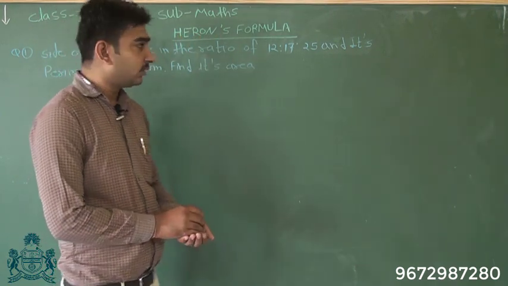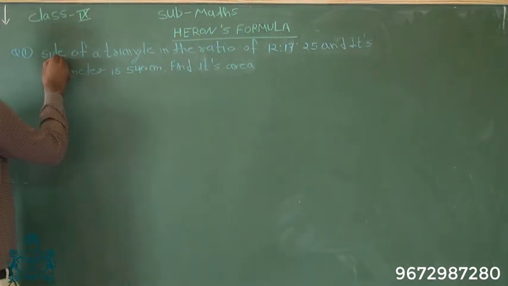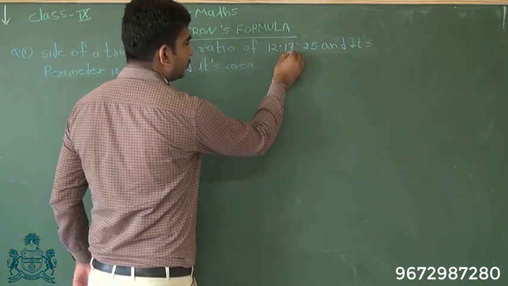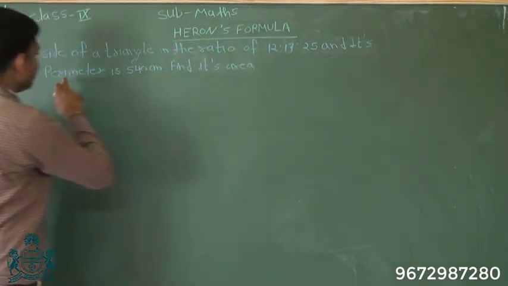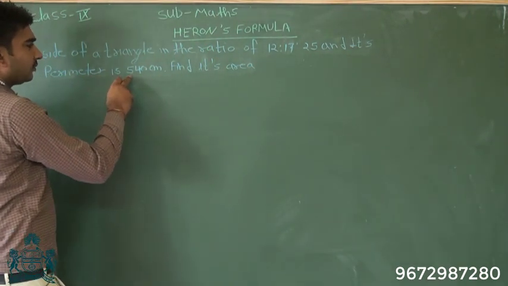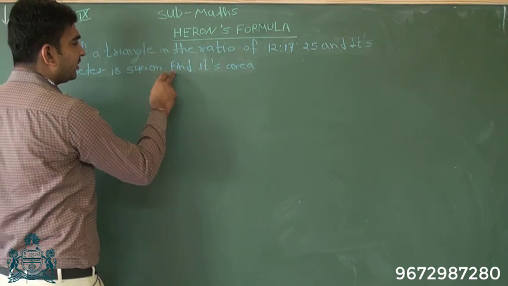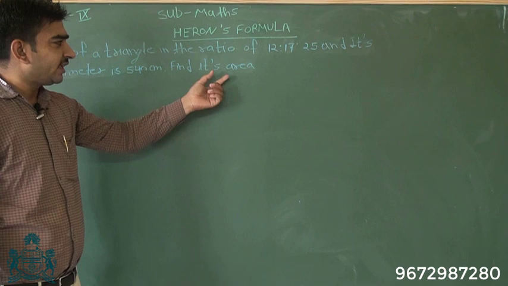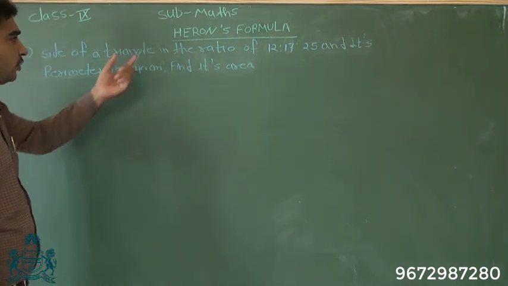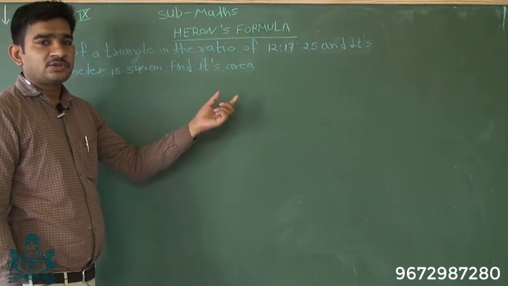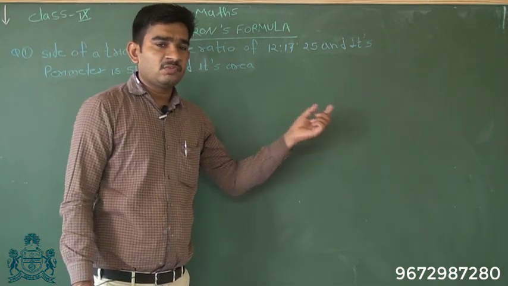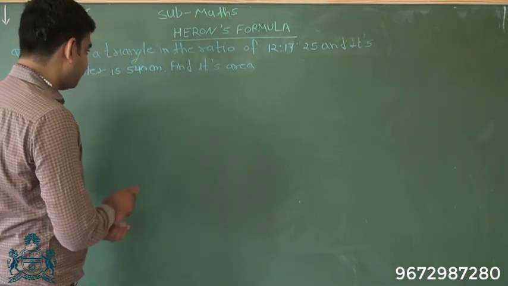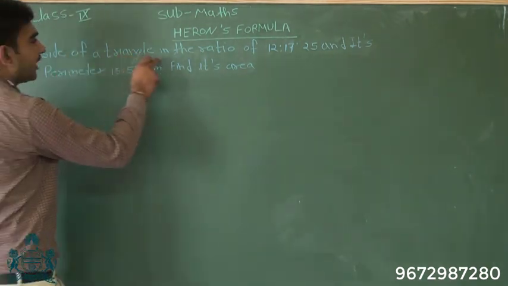Heron's formula. Question first: the sides of a triangle are in the ratio 12:17:25 and its perimeter is 540 centimeters. Find its area. The area of a triangle can be found using Heron's formula, the square root of s(s minus a)(s minus b)(s minus c), where s is the semi-perimeter and a, b, c are the sides of the triangle. But in this question, the sides of the triangle are given in a ratio.